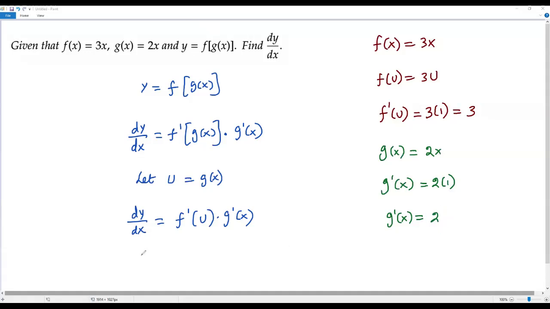Now we can plug in the results over here. So dy over dx equals, for f prime of u, we can plug in 3, and for g prime of x, we can plug in 2. So 3 times 2 is equal to 6. Now I got the result for dy over dx. So that is 6.